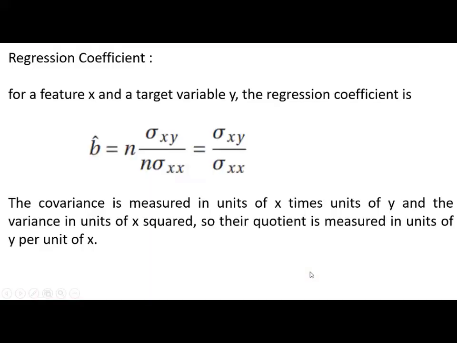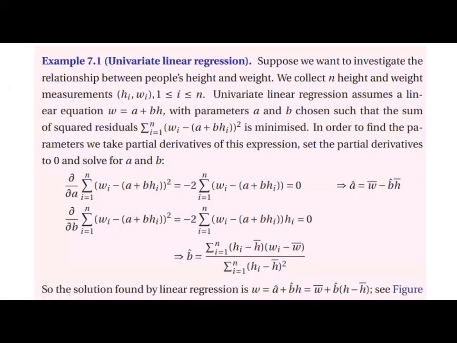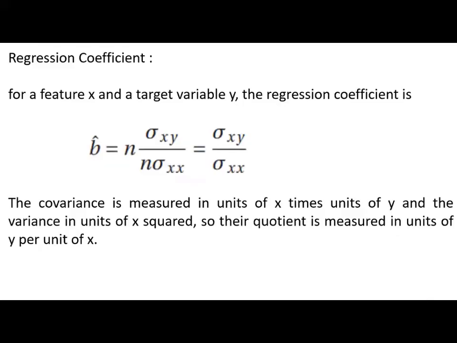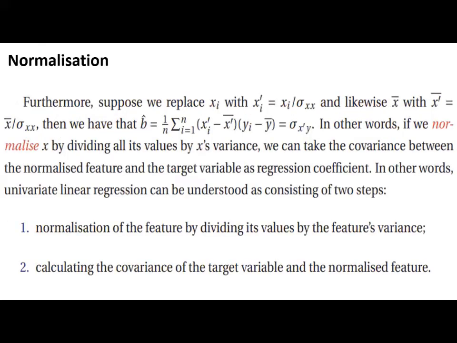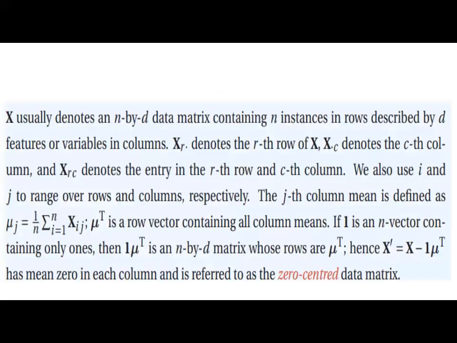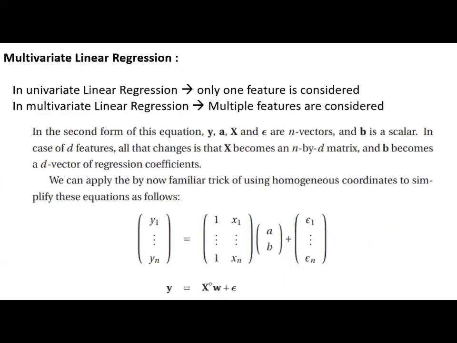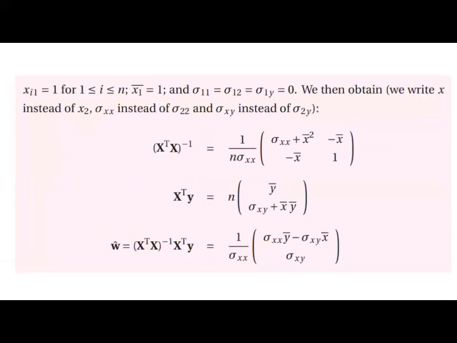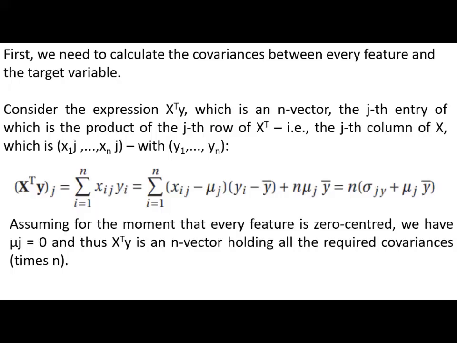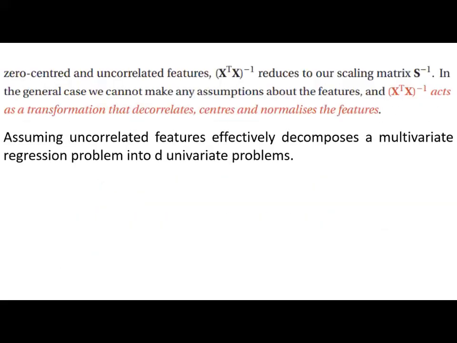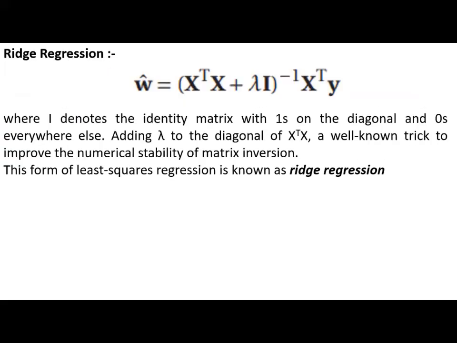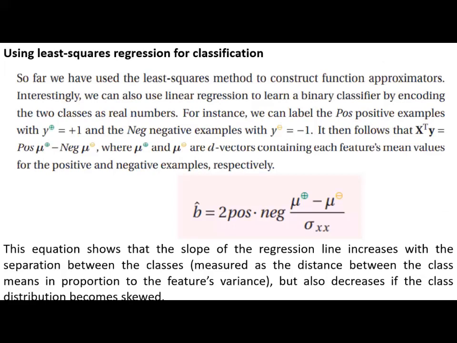Yesterday we have seen univariate linear regression, bivariate linear regression, and multivariate linear regression. Now let us see how these can be used for classification. So we are going to look at linear regression using least squares regression for classification.